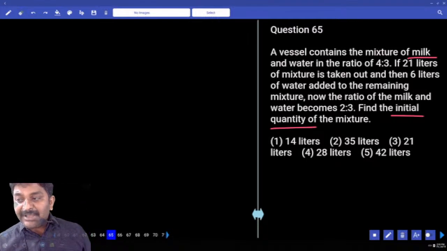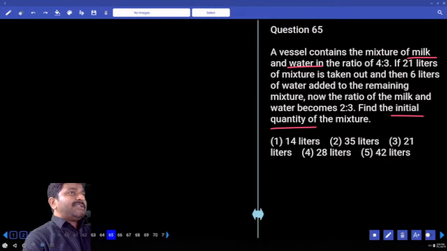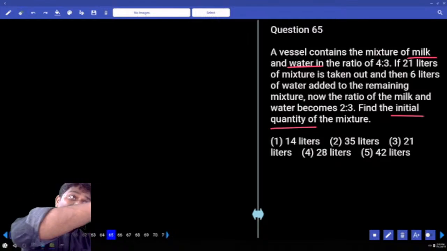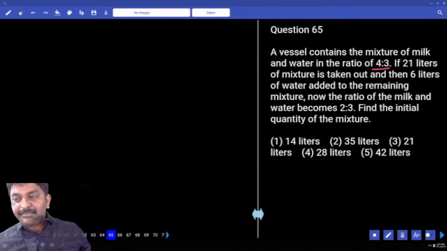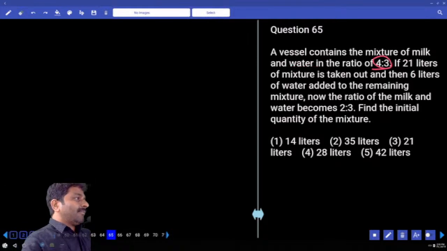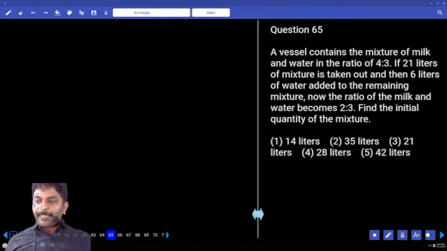Initial quantity has milk and water, right? What is your question about? Is it about mixture or only milk or only water? If it is about mixture, how many parts do we have? If it is milk, water, mixture, should be 7 multiple, right?